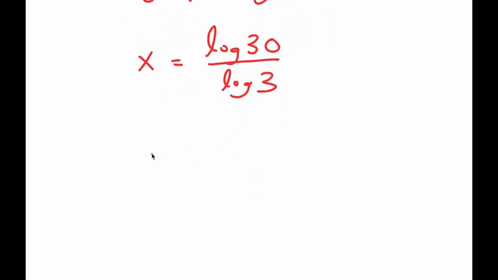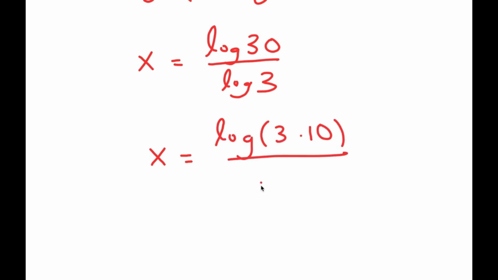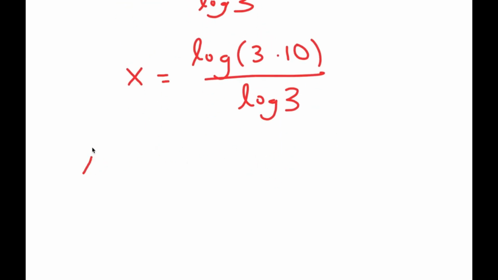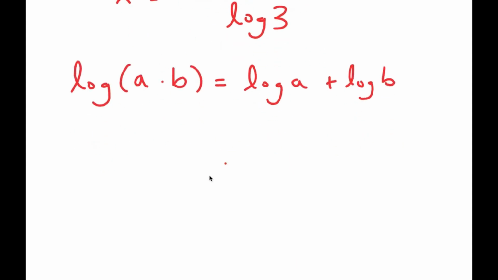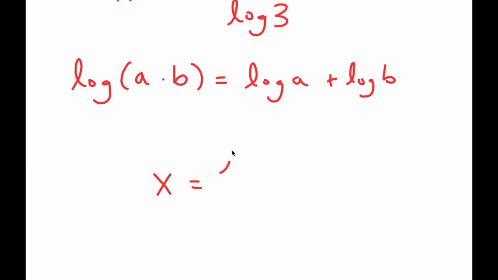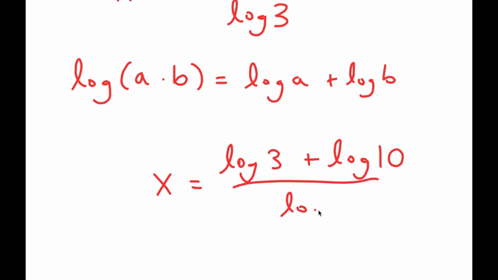Now, log 30, I'm going to rewrite that as log of 3 times 10. And if I have something in the form log of a times b, this is equal to log a plus log b. So log of 3 times 10 is equal to log 3 plus log 10. Now I have this over log 3.